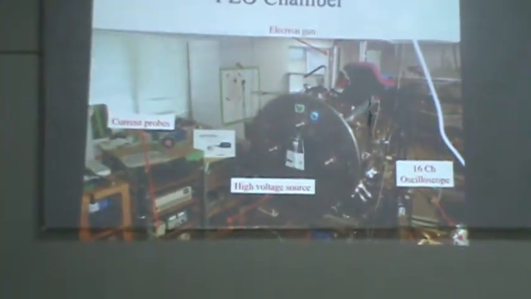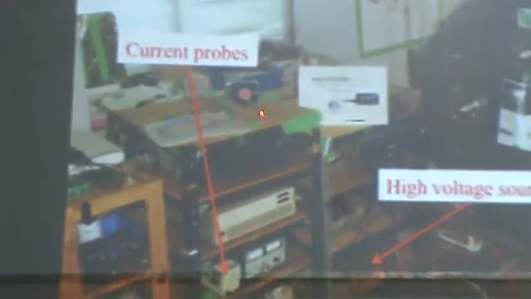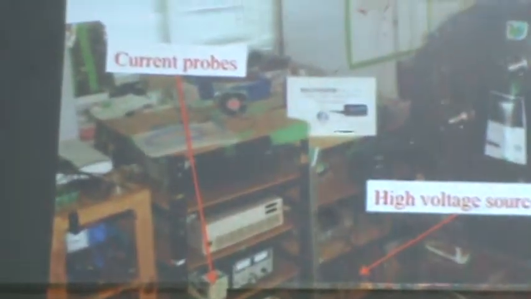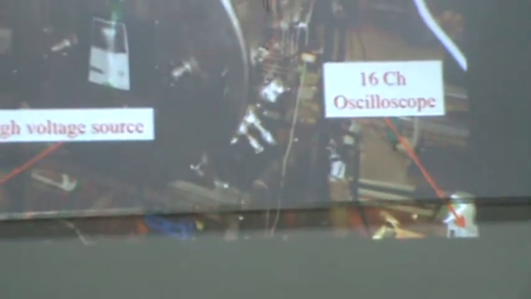This is a polar orbit chamber. Okay. You can see here electron gun. Here is some high voltage source, some current probe. Probably you know current probe, right? You know voltage probe that measures the voltage, and current probe that measures the current passing through the wire.